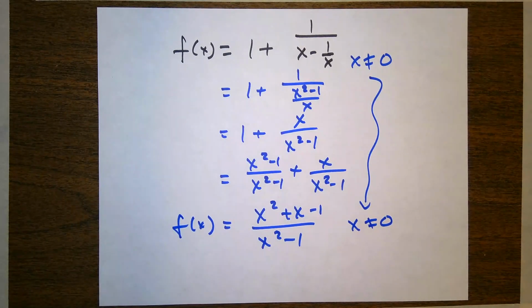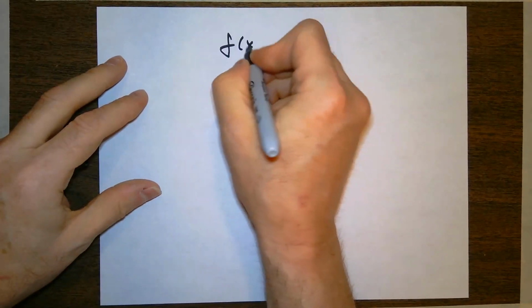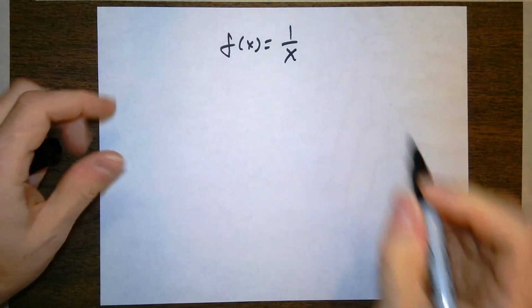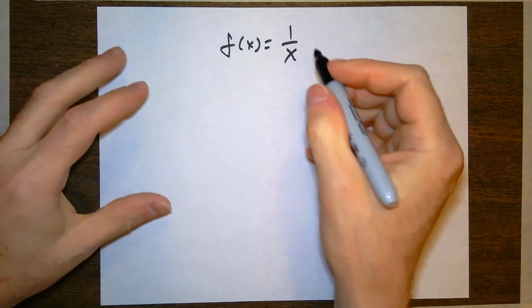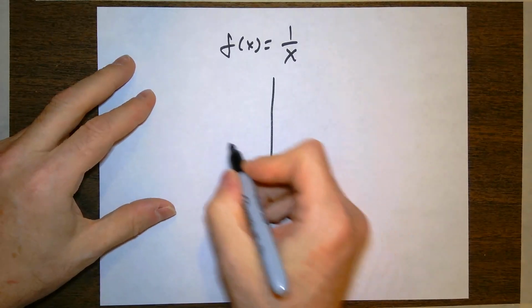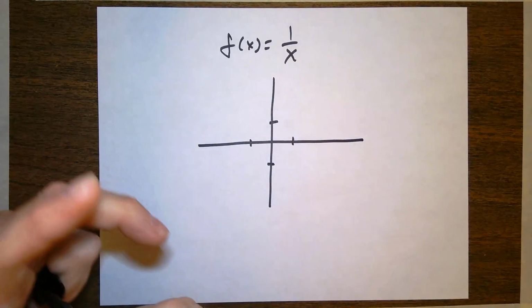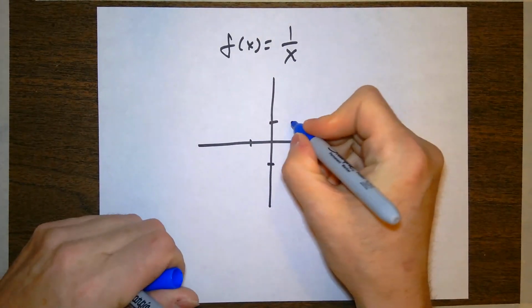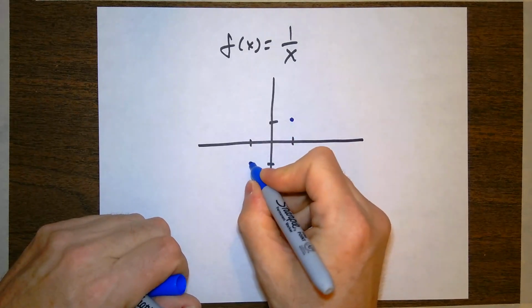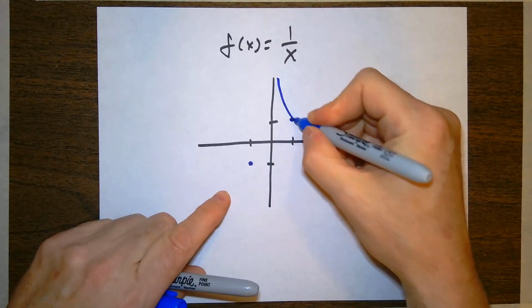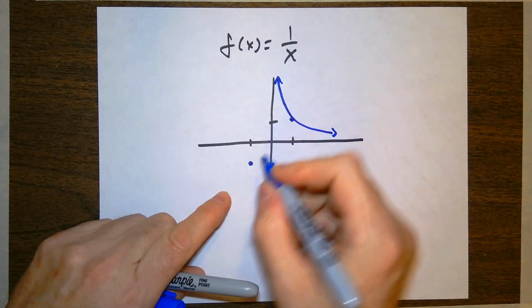All right, let's take a look at a specific problem now, a specific example. So here's one that should be familiar to us. The parent function, f of x equals 1 over x. And as soon as we look at that, we should immediately remember what this thing looks like. If I just sketch a quick graph of this thing, it goes through the point 1, 1, negative 1, negative 1, and it looks something like this.